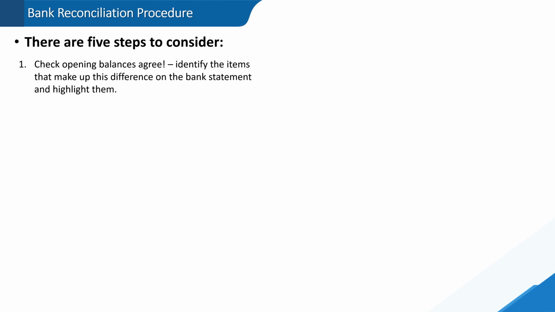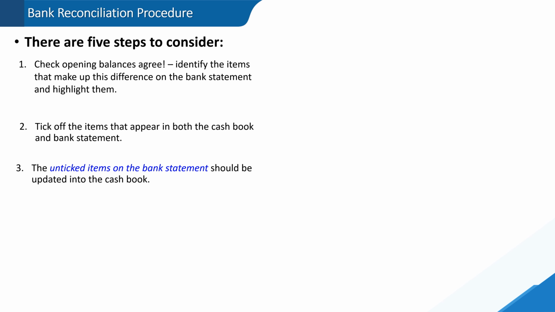Step 2 is our ticking back exercise. We will cross-reference those items that appear both on the cash book and the bank statement, and it's perhaps useful to have a highlighter to hand there. Step 3 is those items that are not in the cash book but are on the bank statement should be updated into the cash book.